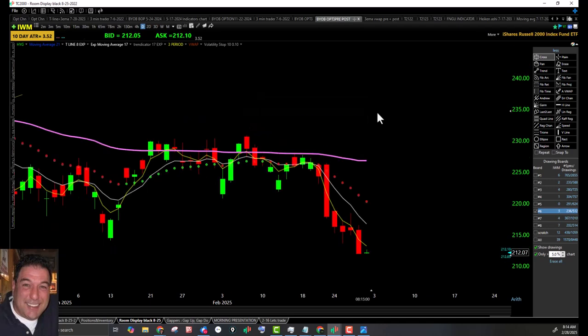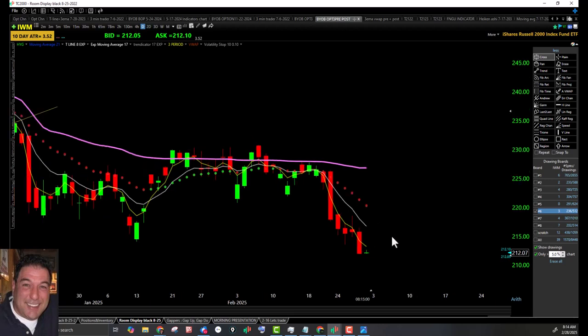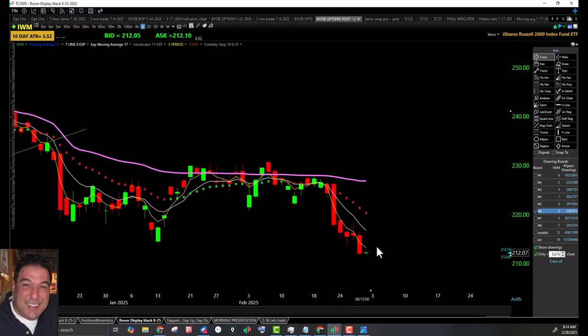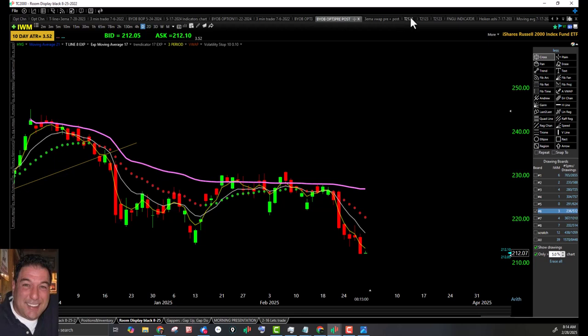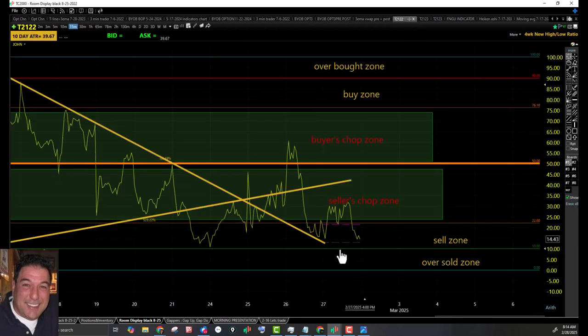All of them are in daily downtrends. IWM puts in a lower high and a lower low, closing underneath the bearish trap, underneath the 17 EMA. IWM in a daily downtrend. All right, let's take a look at our technicals. T2122, you can see price action found ourselves back into the sell zone.